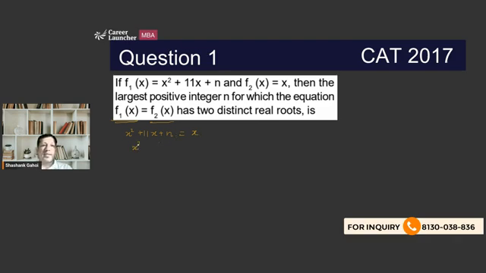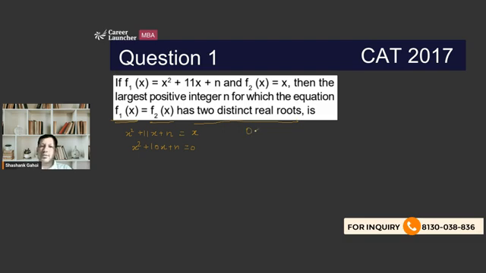So I can say that it is x square plus 10x plus n, and that's equal to 0. So this is what we are going to get. Now we can see it is a quadratic equation. In a quadratic equation, there is a condition for two distinct roots. So in a quadratic equation, we have three conditions.